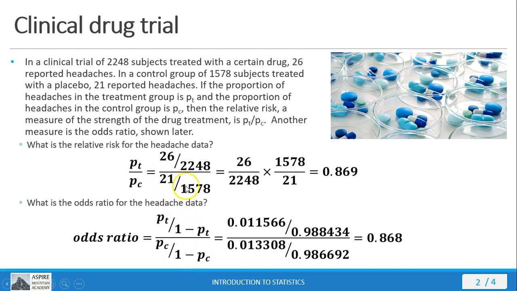I do the same thing down here with the control group. So 21 over 1578 gives me 0.013308. And then I subtract this number from 1 and get 0.986692. So when you divide all this out, and I just punch this out on my calculator, this just makes it easier, I get 0.868. There's my odds ratio.